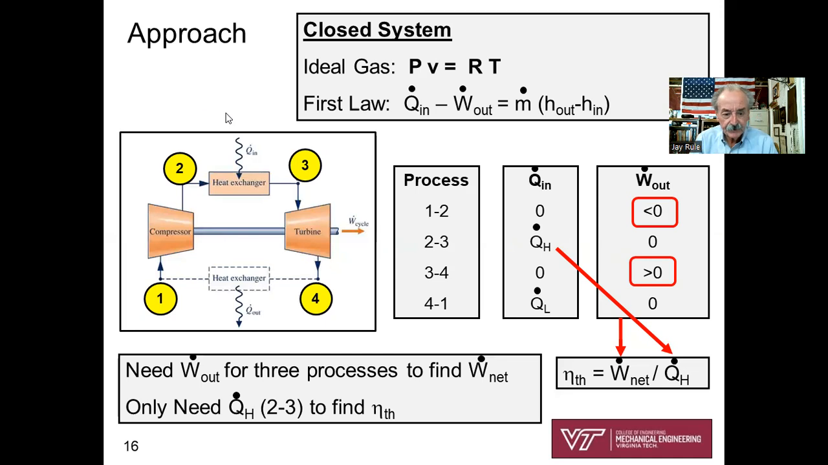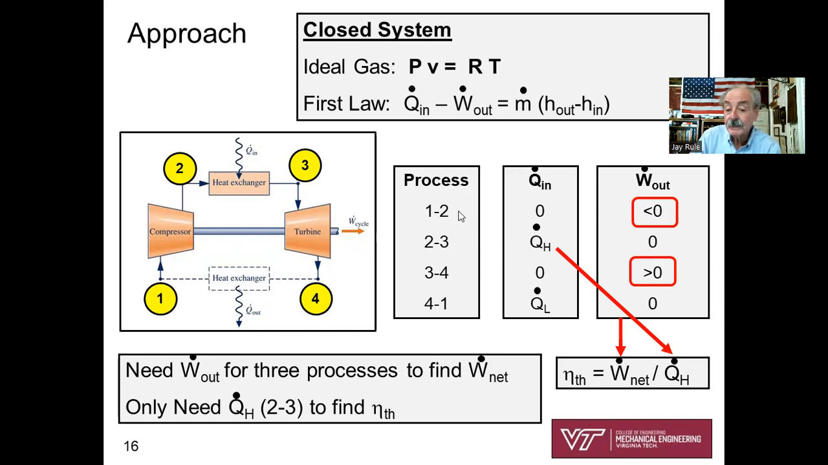So the approach: rather than a laundry list of this step, this step, this step, let's look at the big picture. I've got a typo on my slide. It's an open system, not a closed system. For the ideal gas, P times little v is RT for all ideal gases. The first law for our open system, for any of these processes, is Q dot in minus W dot out equals m dot times h going out of the open system minus h coming in to the open system. So this would be true for any of these components.